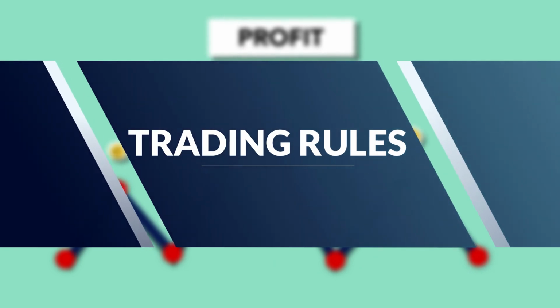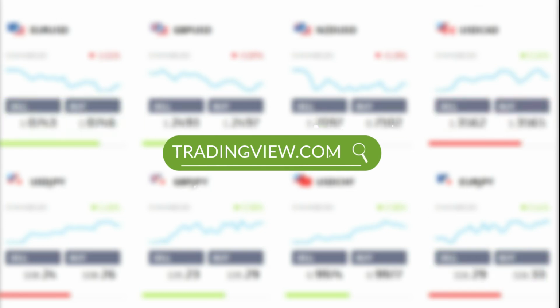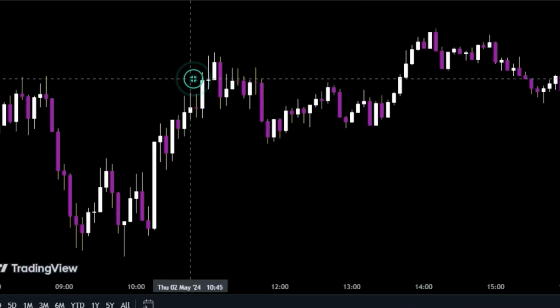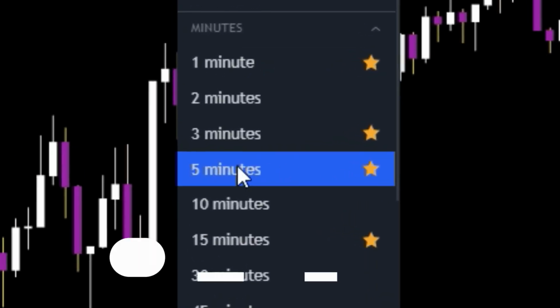exit with profits. To get started, fire up TradingView and switch your chart to the 5-minute time frame for any currency pair you like. This scalping strategy works best on this time frame.